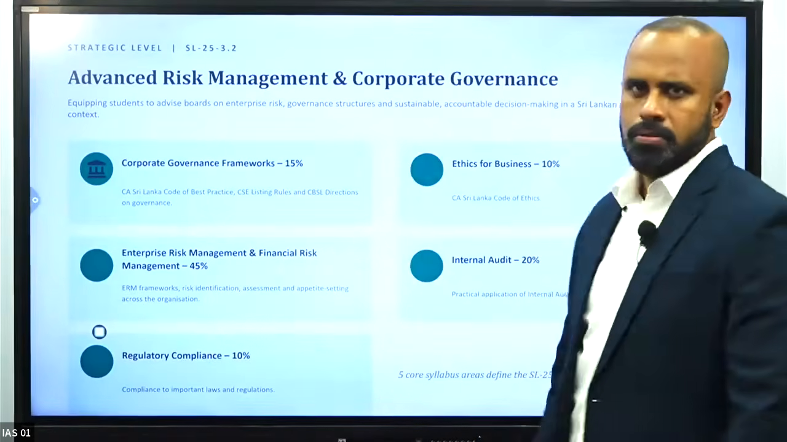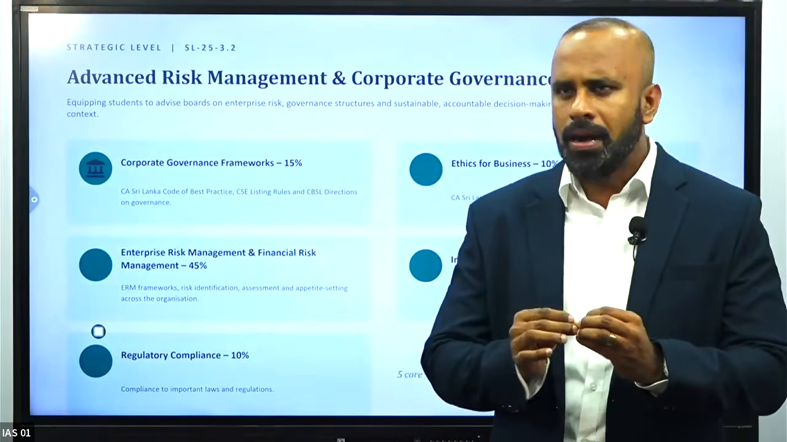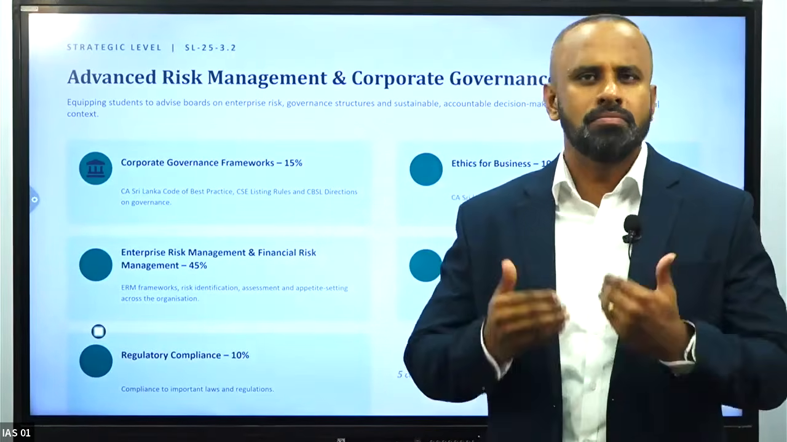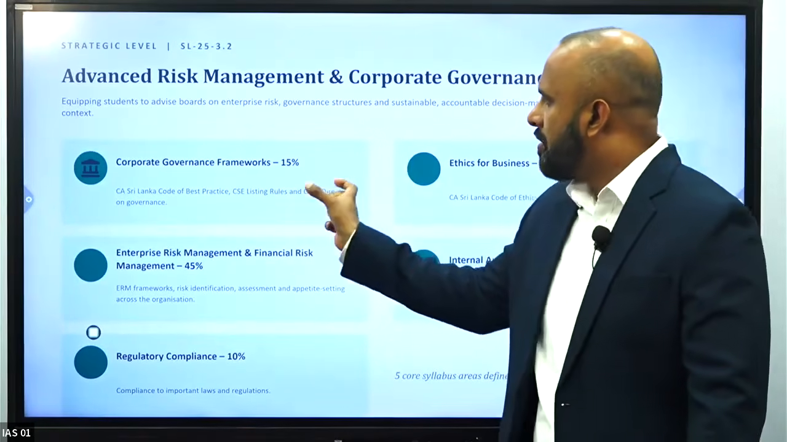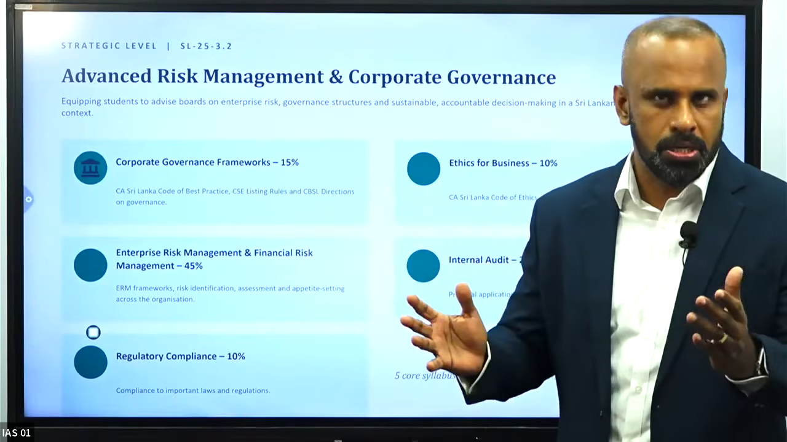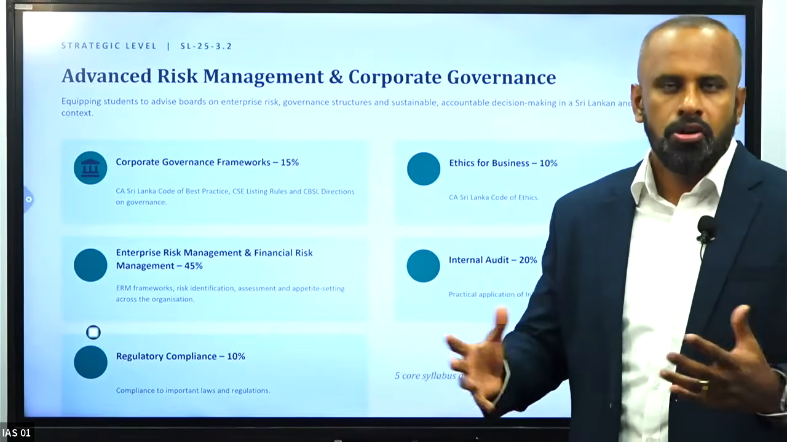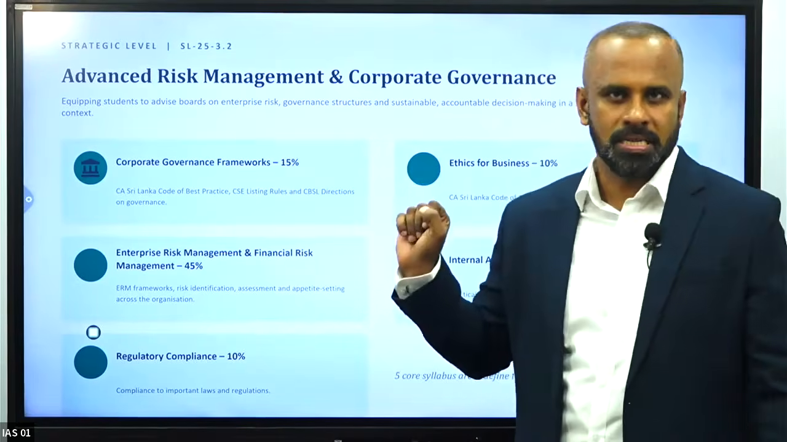Then students, the next one. SL25 3.2, Advanced Risk Management and Corporate Governance. This is for you who are going to become CFOs, finance directors. Again, corporate governance frameworks. We will dig deep into corporate governance, good governance, transparency, board balance, non-executive directors, fraud prevention. We will be learning that for 15%.